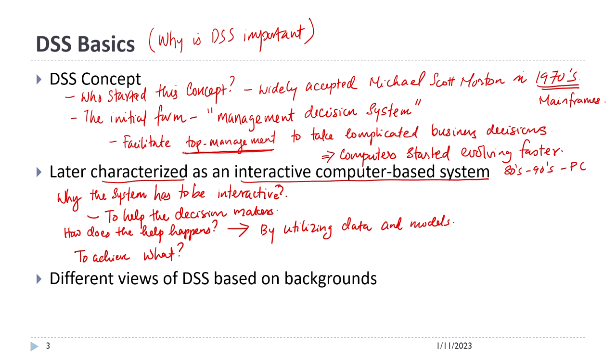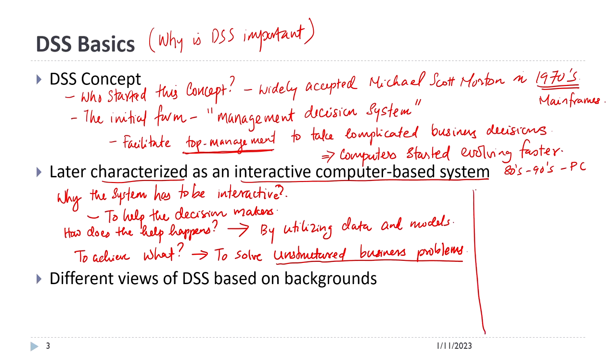What are you trying to achieve? The main aim is to solve unstructured business problems. This word is very important. This unstructured business problem is a very important aspect in this one. Before we get into this, let us talk about the two types of problems. In the slide, we will just talk about decision problems.